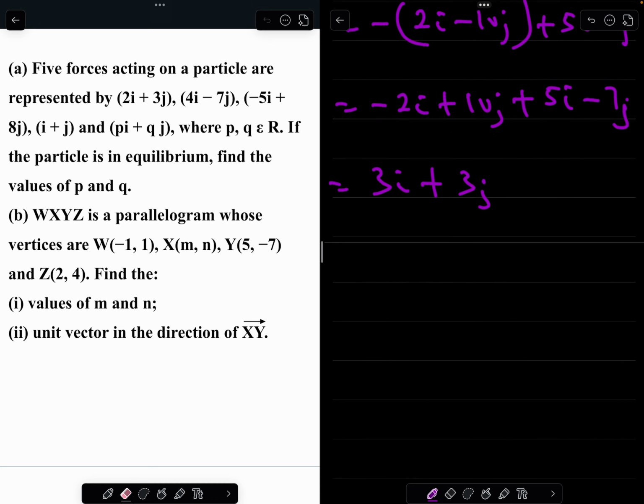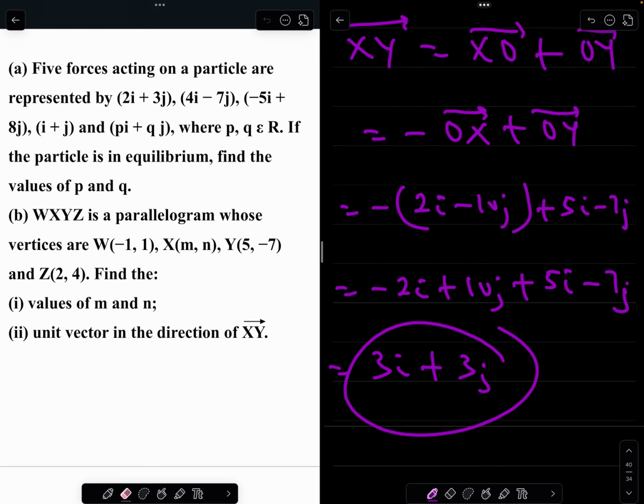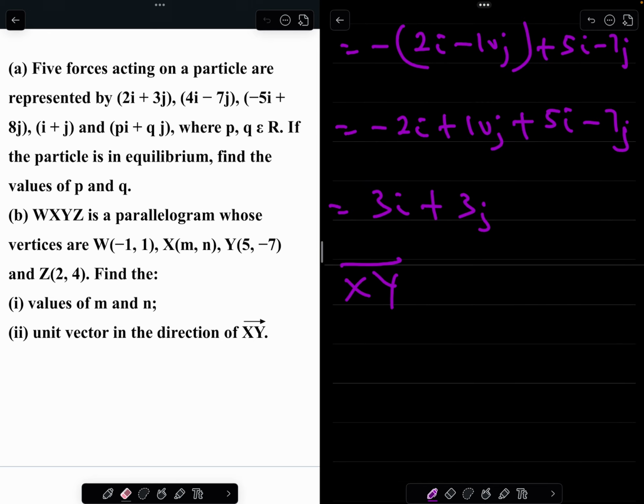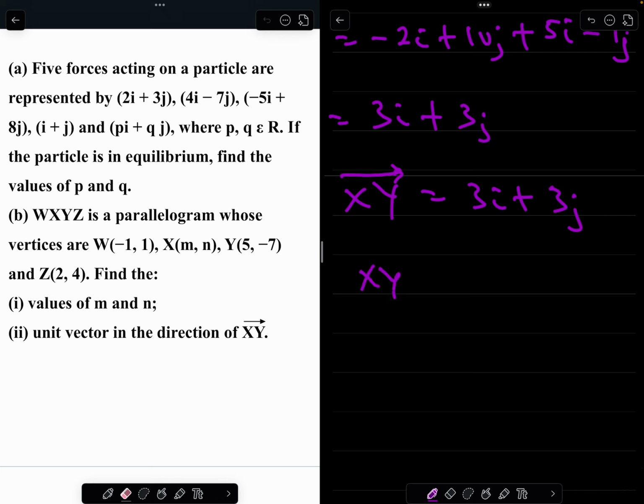So that's the vector XY. I need to write that the vector XY is therefore equal to 3i plus 3j. Now we want to find the unit vector in the direction of xy. Let me write it this way. Xy cap. The unit vector in the direction of xy, which is xy cap, is given by the vector xy itself divided by its magnitude. Divided by the magnitude of the vector xy.